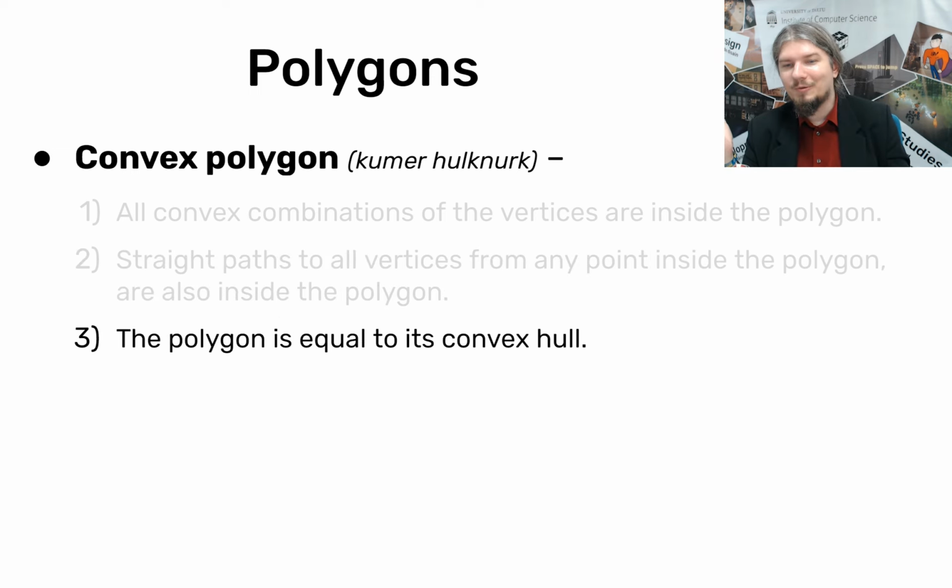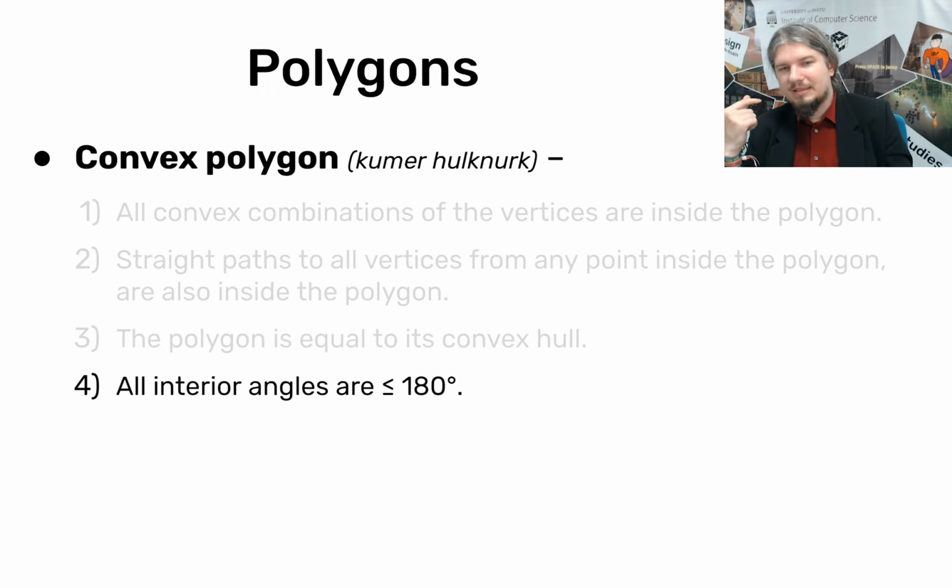The polygon is equal to its convex hull. This is very similar to the first definition. A convex hull would be the shape you get if you take all the convex combinations of the vertices, all the points. But this is a bit different definition.